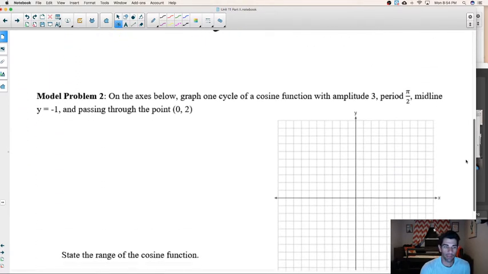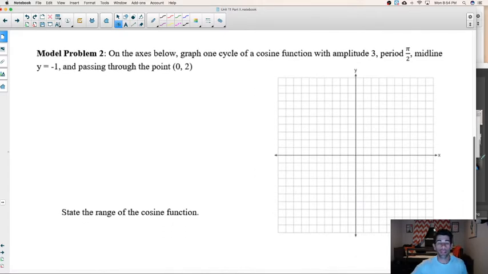All right, let's try problem number 2. And the whole reason I keep saying the calculator might not really help you too much. Well, what about this one? There's nothing actually put into a calculator. So on the axes below, graph 1 cycle of a cosine function. So right in my head, boom, pops into there. This is what 1 cycle of a cosine function looks like, from 0 to 2 pi.